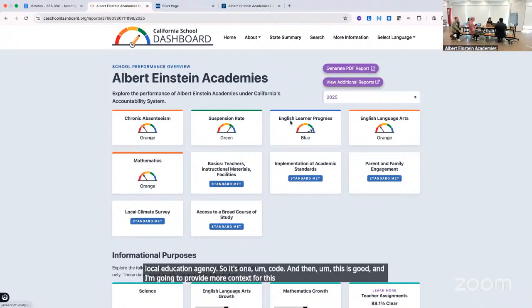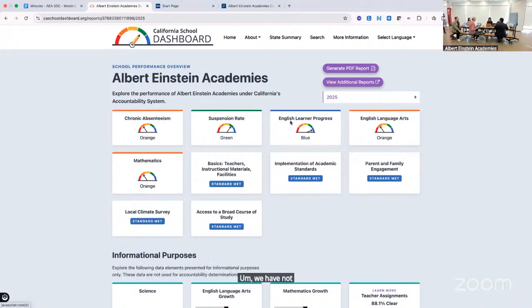And then this is good, and I'm going to provide more context for this. English learner progress, because this is what our Title I funding is about. This is blue. We have not been blue, I want to say, since 2018. So pre-COVID. Last year it was orange. So this is good. Yes.